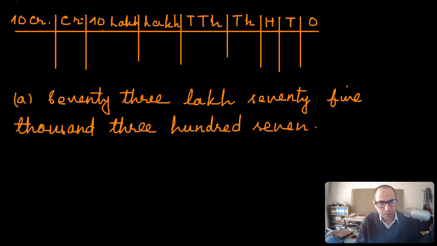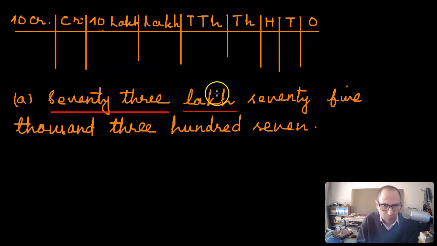Okay, so now in writing your number, when you have lakh in your number, there is the word lakh and there is some number that comes before it, right? So when you see the word lakh, that means you're doing something over here or over here, because that is the lakh and that is the 10 lakh, right?